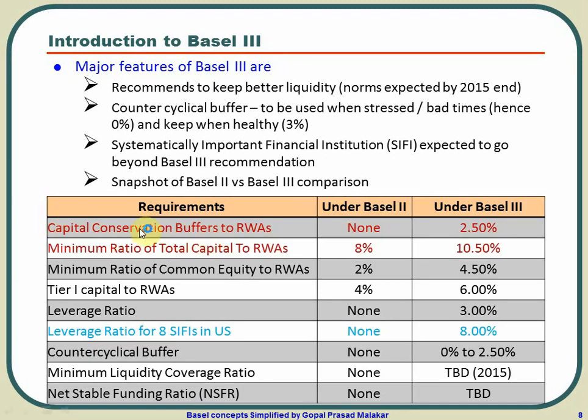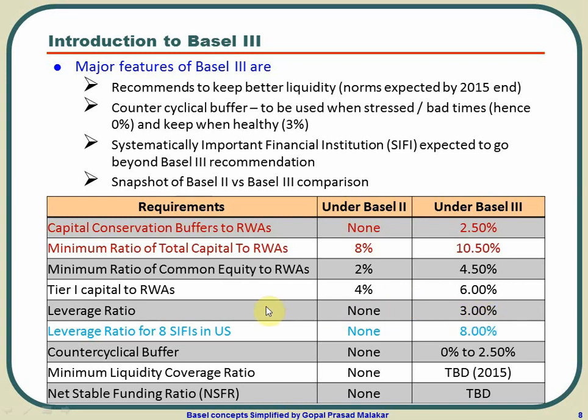Basel III introduced the capital conservation buffer of 2.5%, which was not at all there in Basel II, due to which the minimum ratio of total capital to risk-weighted asset, which used to be 8% in Basel II, is actually 10.5% in Basel III. Minimum ratio of common equity to risk-weighted asset, which was 2% in Basel II, became 4.5%. Tier 1 capital to risk-weighted asset, which was 4%, became 6% here. Leverage ratio, which was not at all there in Basel II, became 3% here.